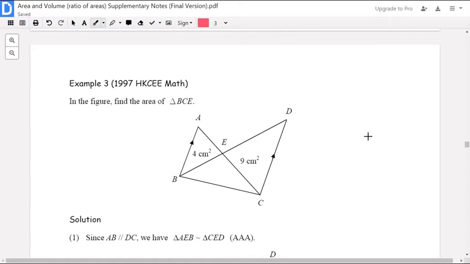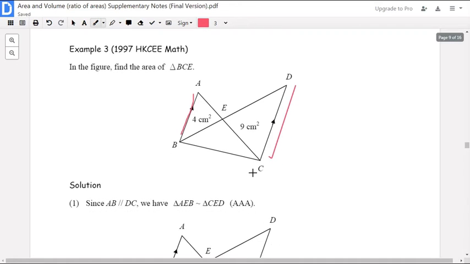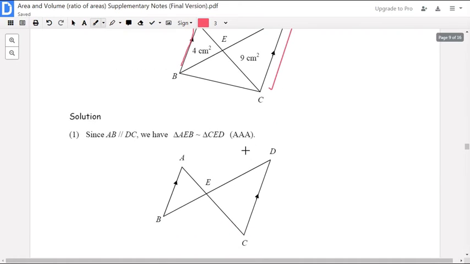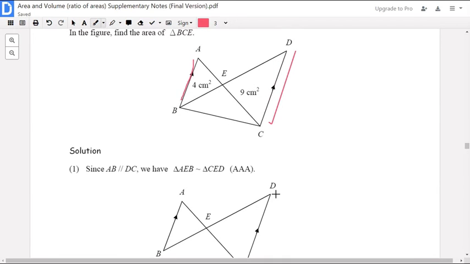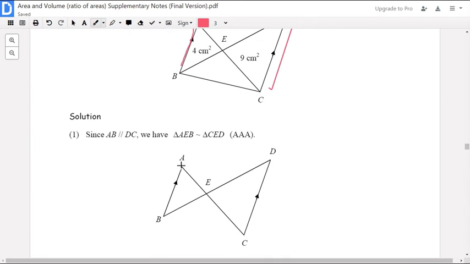Example 3. In the figure, we want to find the area of triangle BCE. We know that AB is parallel to DC here, and the areas of triangles ABE and DEC are 4 cm square and 9 cm square respectively. Okay, we want to solve the problem step by step. Since these two lines are parallel, we can see that triangle AEB is similar to triangle CED.